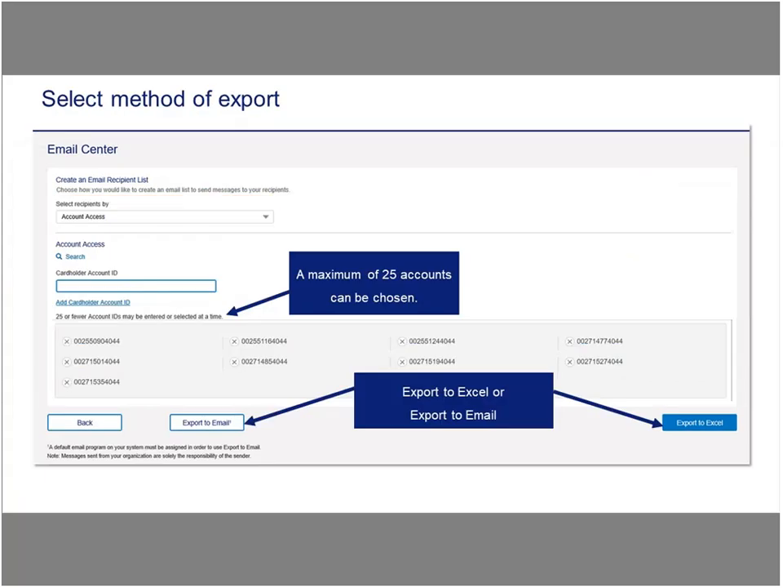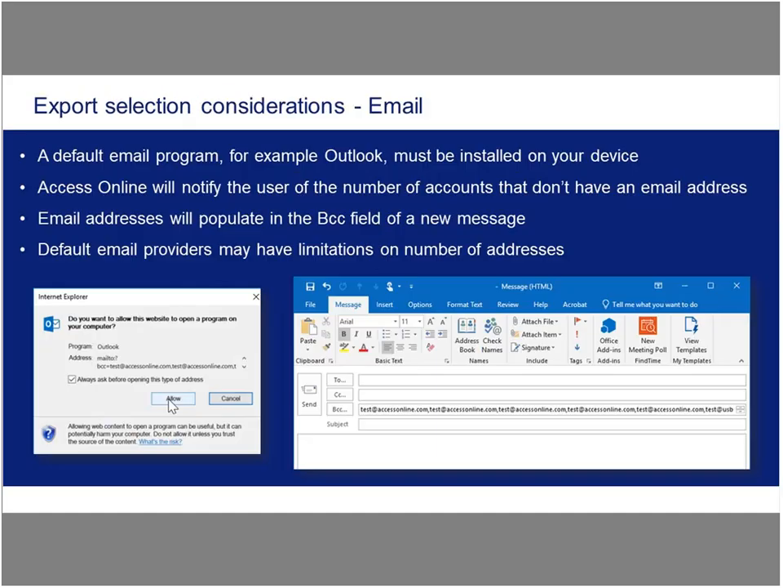All right, so once you have done your hierarchy search and selected your hierarchies, they will appear here, and you can have up to 25. And then you would choose whether you're going to export to your email program or to Excel, and you can do either one. If you export to your email program, it will use your default email, such as Outlook or whatever you're using. You'll see a pop-up box that says, do you want to allow this website to open a program on your computer? You would want to say allow. Then a new email will open, and all of the emails in those hierarchies will appear in the BCC line. You can start your email, or you could save this as a template if you wanted, so that you can send your communication.